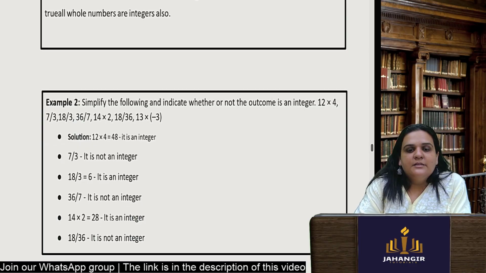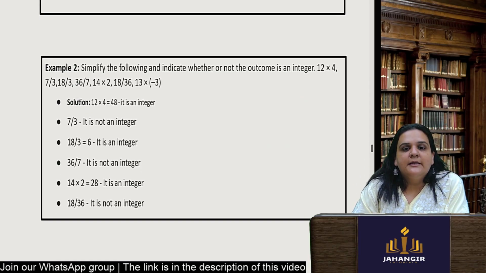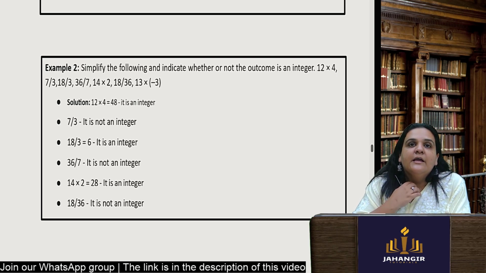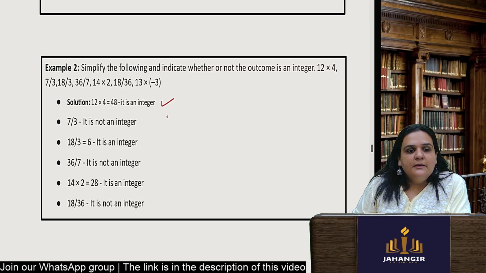Okay. Now say this. Simplify the following. Indicate whether or not the outcome is an integer. So we have to solve this and say whether the outcome is an integer or not an integer. So if I am doing 12 into 4, 48. 48 is an integer. 7 divided by 3. 7 divided by 3, I will get it in the form of decimal points. Therefore, it is not an integer.